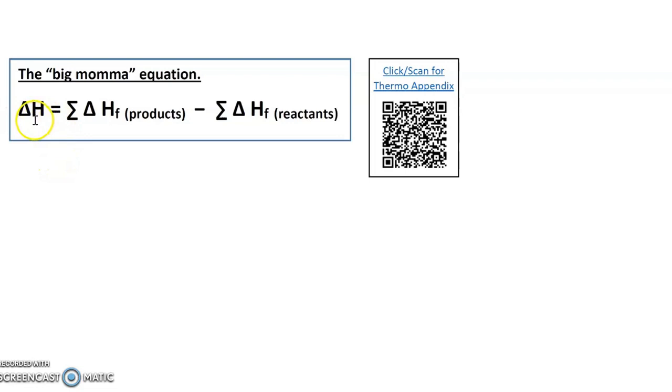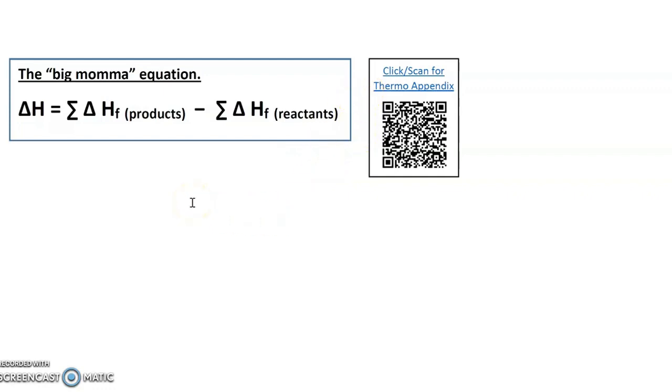The delta H of a reaction can be calculated by doing the sum of the heat of formation values of the products, subtracting the sum of the heat of formation values of the reactants. So we're going to need to know what the heat of formation values of common substances are. I provided a link here to your textbook, which has a thermodynamics appendix. You can either scan the QR code here or the one on your paper, or if you're looking at the digital copy, you can click on the link.